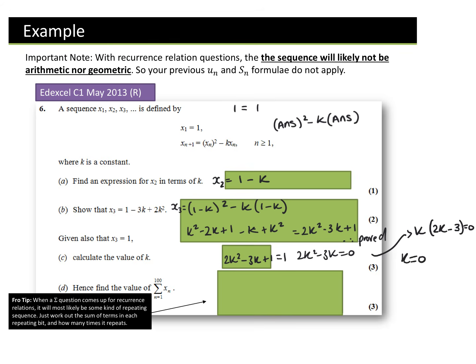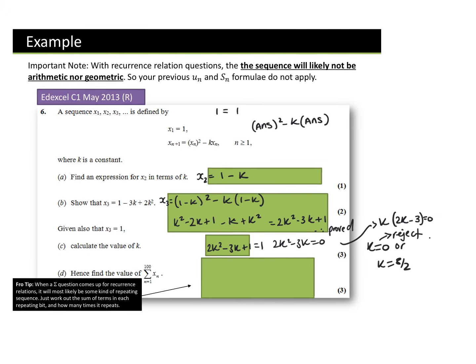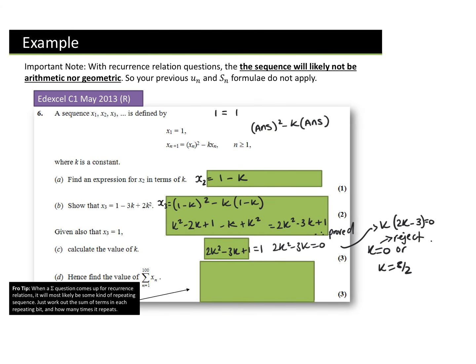So k equals 0, or k equals 3 over 2. Now, k cannot equal 0 because it says in the question it is a constant. So we're going to reject that, and our final answer is 3 over 2. Then it says, hence find the value of the sum when n is 1 to 100.